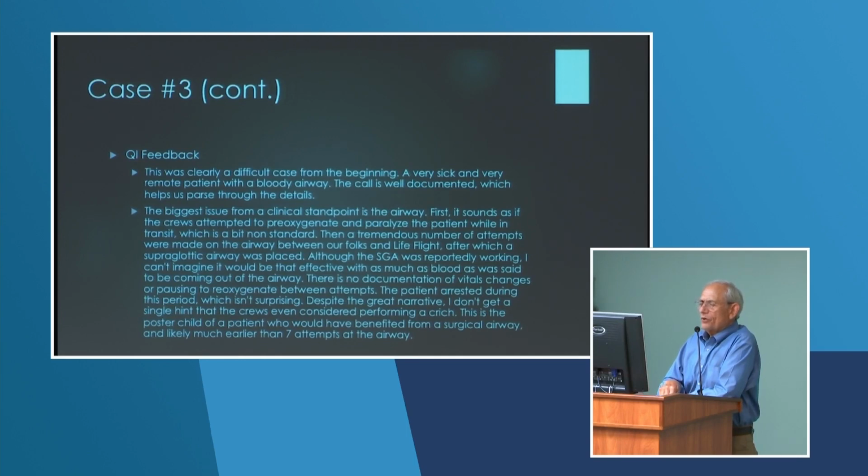So they did pre-oxygenate and paralyze the patient while in transit, which is a bit non-standard. I guess you're trying to get to the LZ, but it would have been better to make that attempt at the scene where you had a little more room to work. And then there were a large number of attempts on the airway altogether. They said Life Flight had 5 attempts? That's a bunch. And then they placed the supraglottic airway.